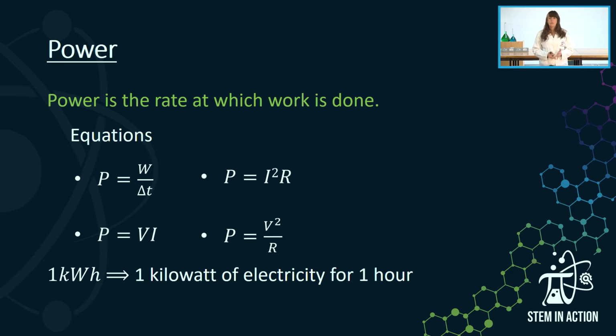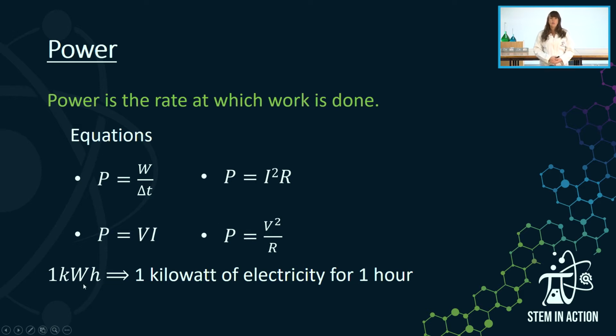Well, power is equal to the rate at which work is done, so it's work over time. But we can also look at it in terms of current and voltage and resistance. And so we get power is equal to I squared R, or power is equal to VI, or power is equal to V squared over R. All of these formulas are found on your data sheet.